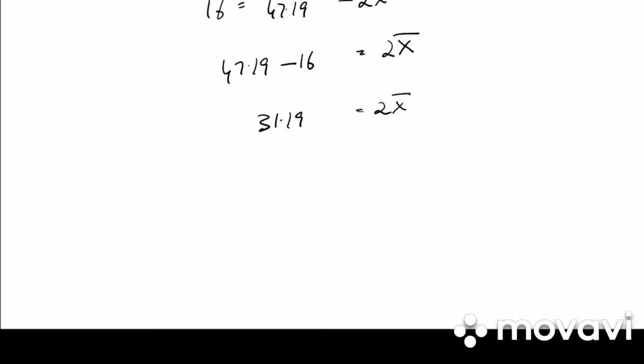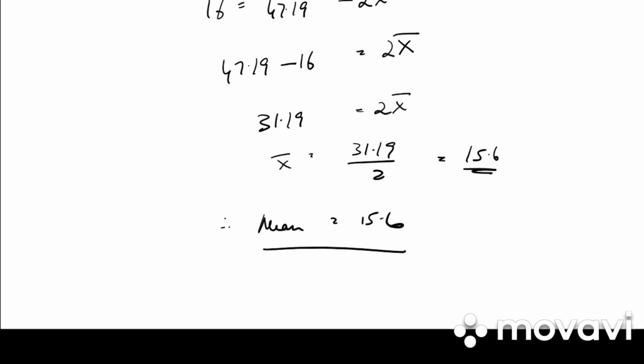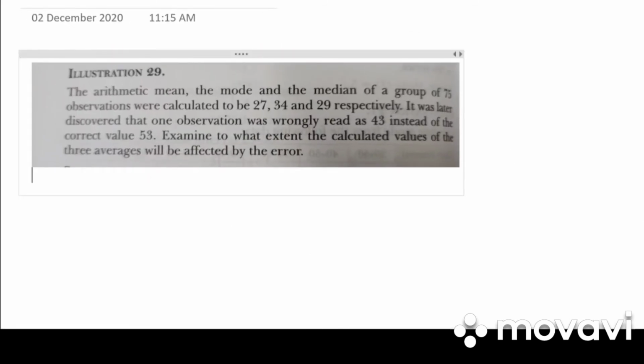31.19 is equal to 2x bar. X bar is equal to 31.19 divided by 2, that is 15.6. Therefore mean is equal to 15.6. Next, take down illustration 29.